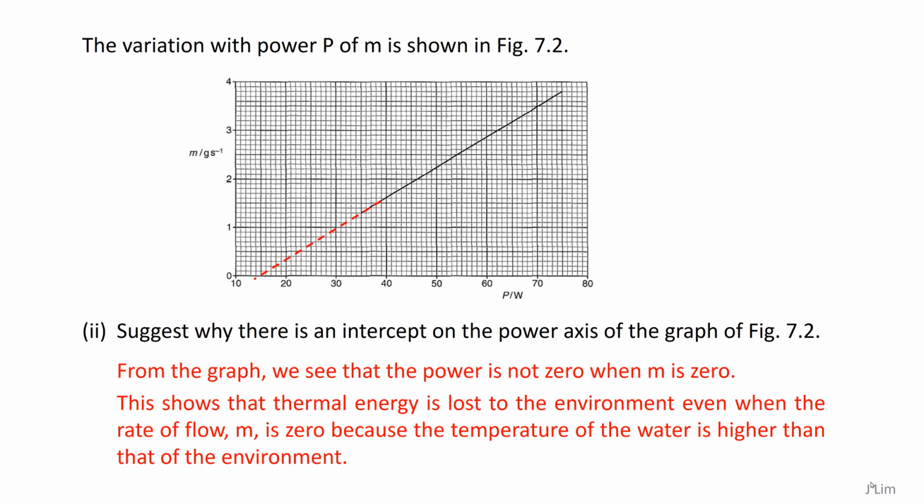From the graph, we see that the power is not zero when m is zero. This shows that thermal energy is lost to the environment even when the rate of flow is zero, because the temperature of the water is higher than that of the environment.